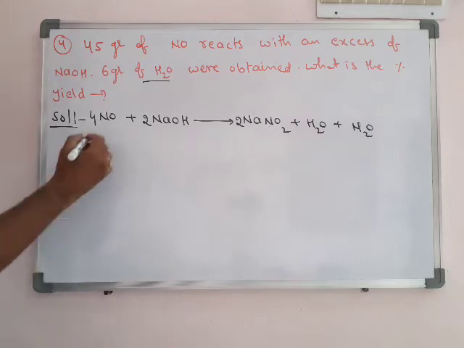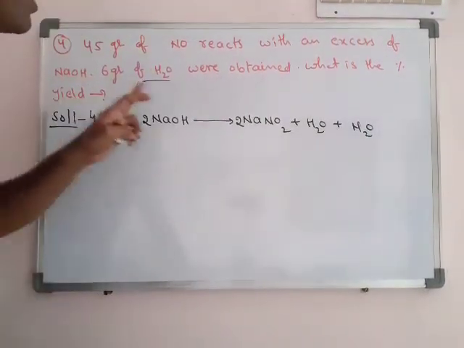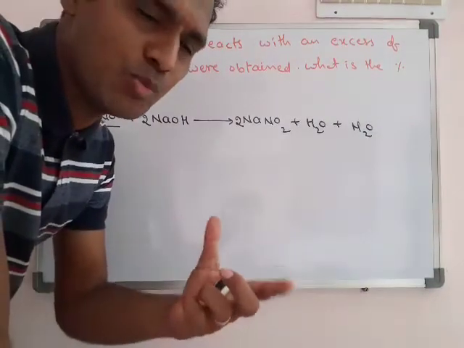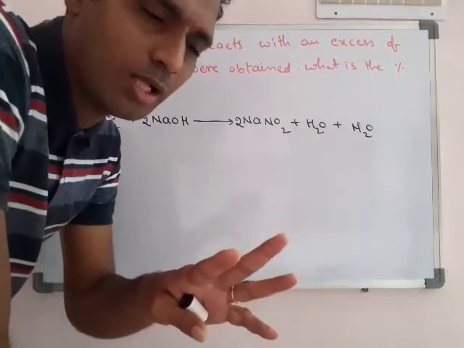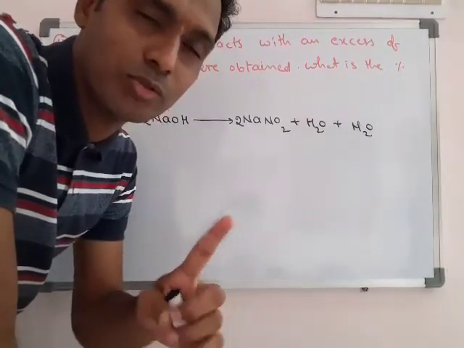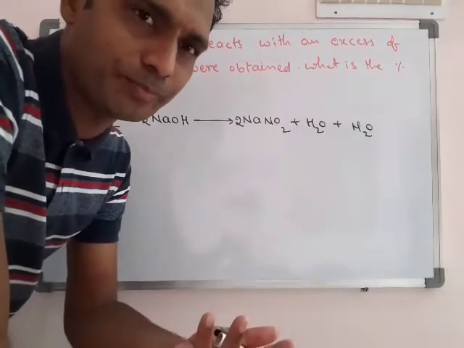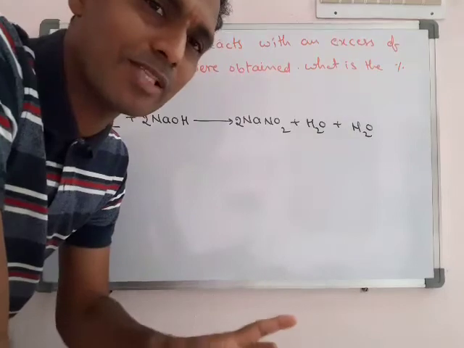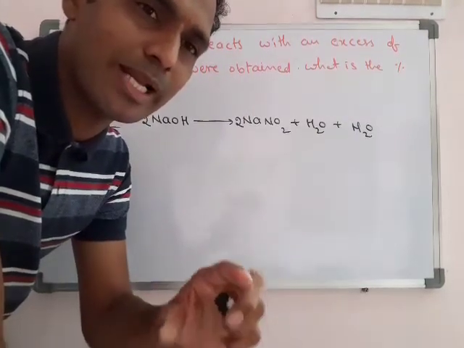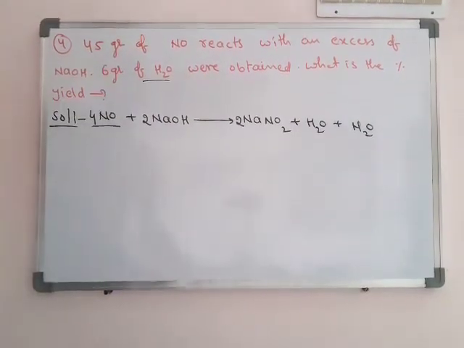The given is 4 moles, as according to the equation, 4 moles of nitric oxide, 4 moles of NO. Excess NaOH is already there, so my limiting reagent is NO. Actually, the details of two reactants are given, and one is the limiting reactant, because the excess is not considered for calculation. But in this problem, it is directly given that NaOH is in excess. So we have to consider NO and water.